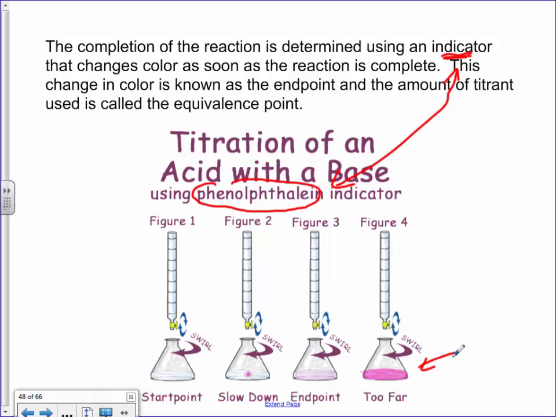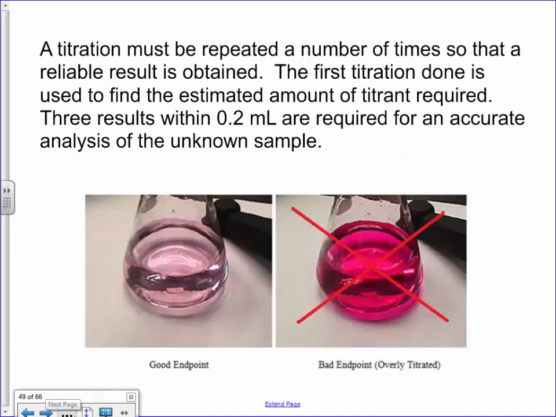So, anyways, what else can I talk about here? Just another picture here of the idea. An endpoint should be just the faintest of pink. If it's too dark of a color pink, it means you probably went too far. Sometimes the word we'd use is an overshoot.